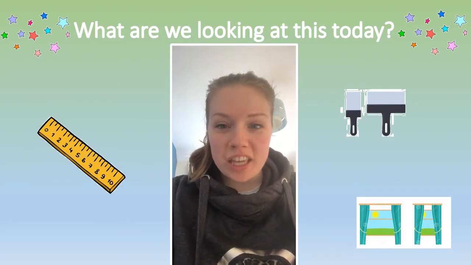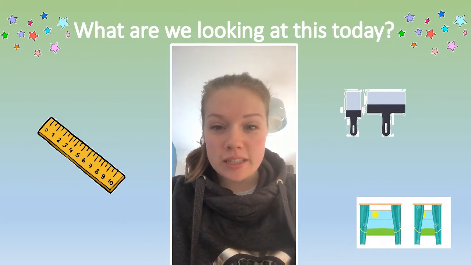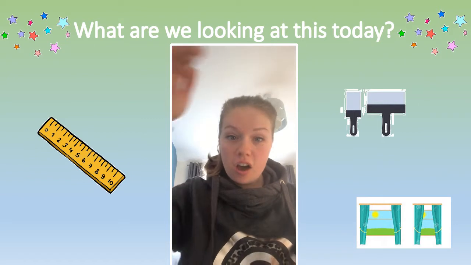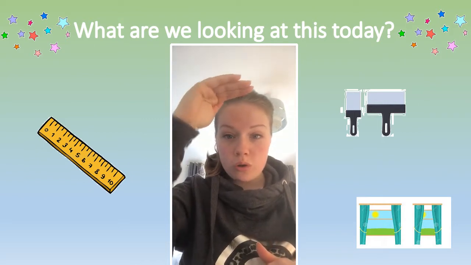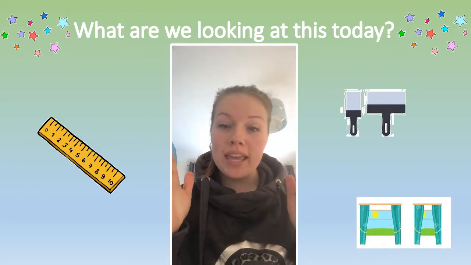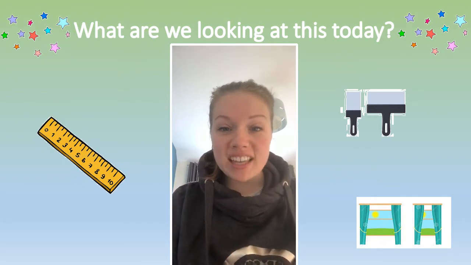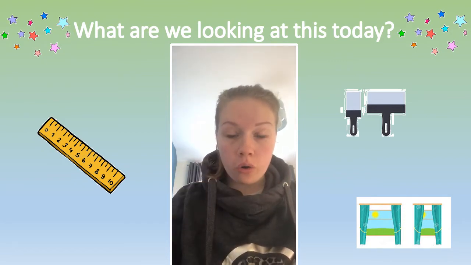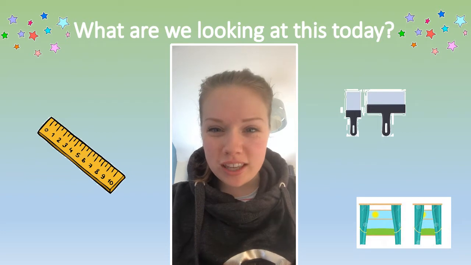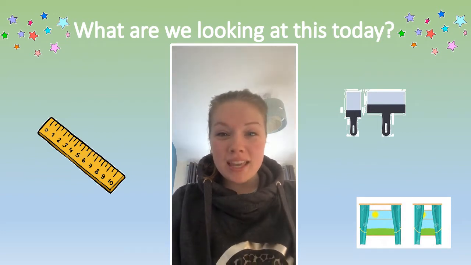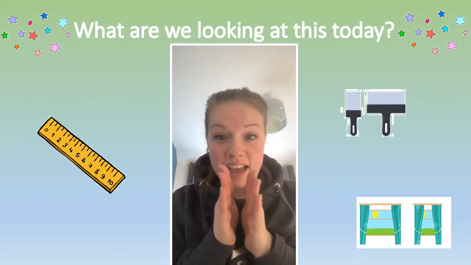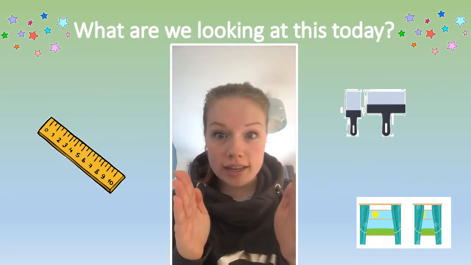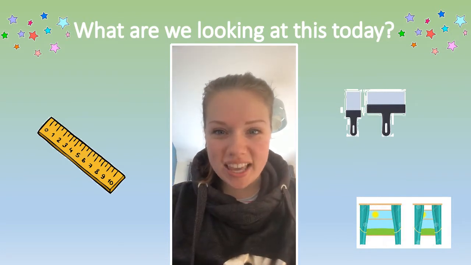This week we've been looking at using the language of size. We've been looking at the height, whether they are tall or short. We've been looking at things if they are big or small. We've been looking at length, whether they are long or short. And today we're looking at something called the breadth. That means if something is narrow or wide. So let's see what we can find.